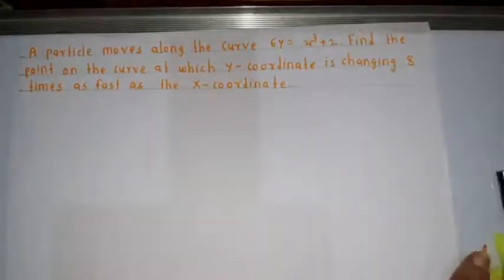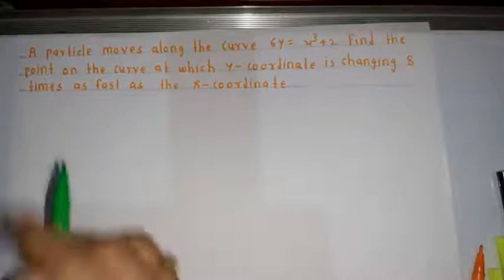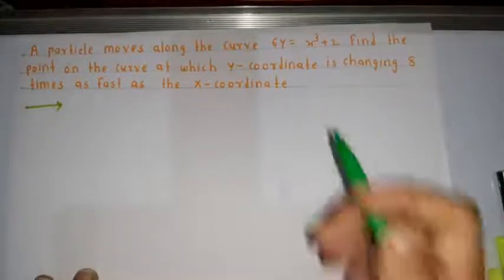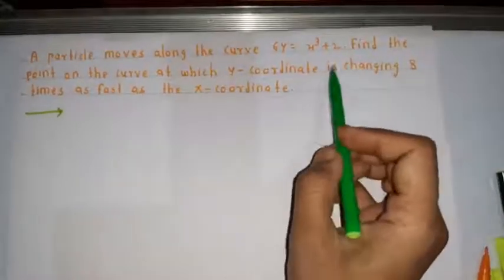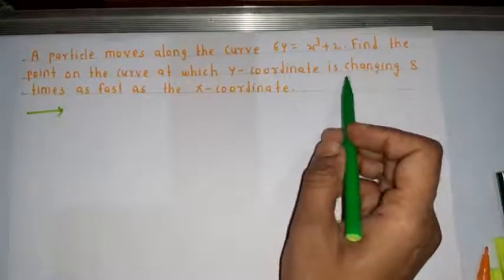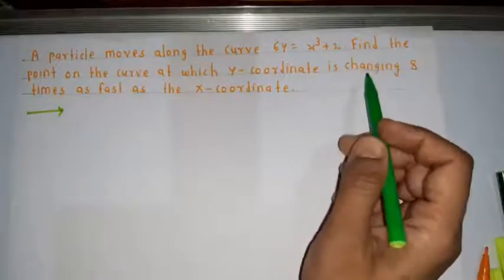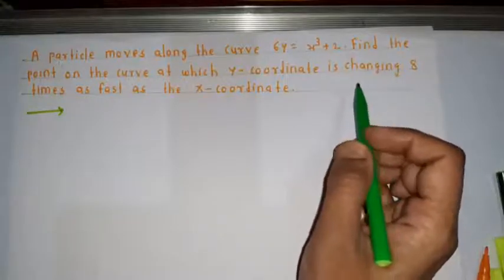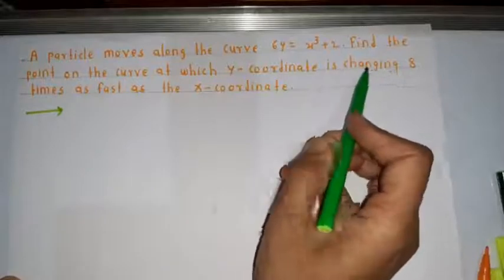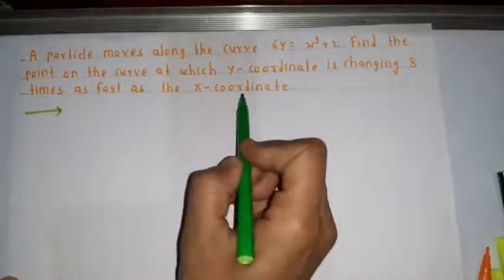Okay students, so here we have given that a particle moves along the curve, that is 6y equal to x cube plus 2. The expression is given and we have to find the point on the curve, that means the coordinates x and y. Suppose the y coordinate is changing 8 times as fast as the x coordinate.